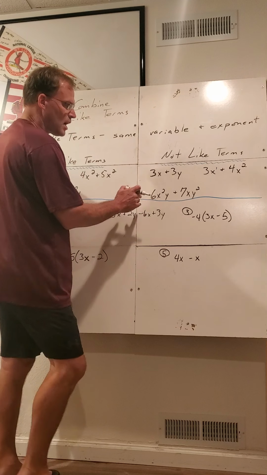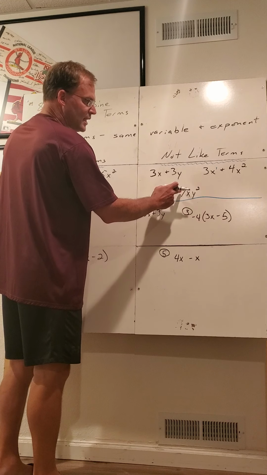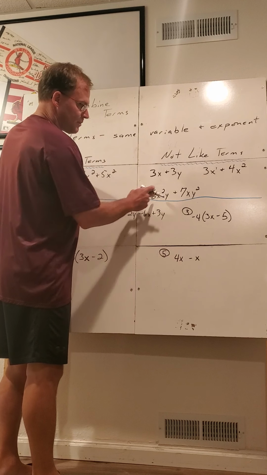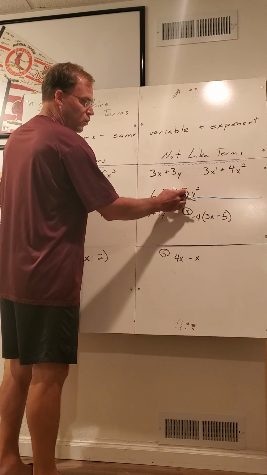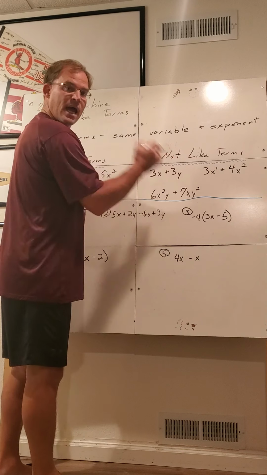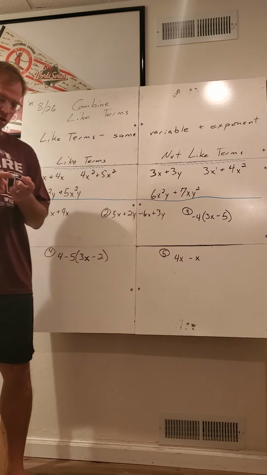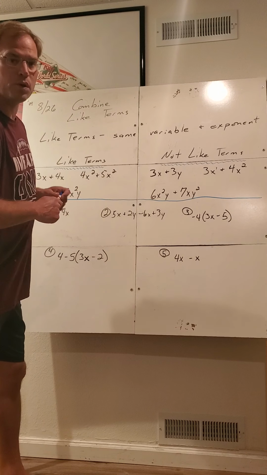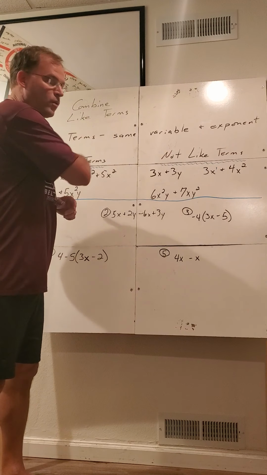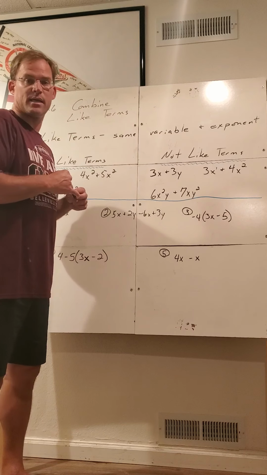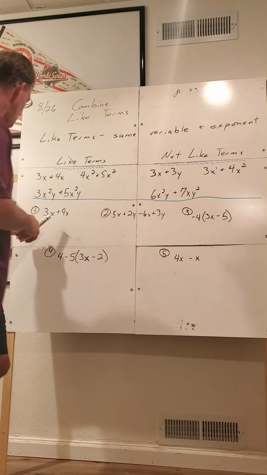And then down here, I've got 6x squared y, 7xy squared. Not the same. This is two x's and a y. This is 1x, two y's. They have to be exactly the same to be considered like terms. So, what do we do with like terms? By the way, if you didn't get this all down yet, pause the video, write it down, come back and catch up with me, all right?